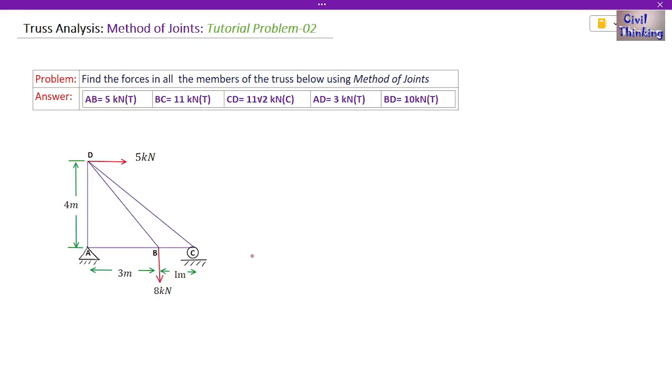Now these are the correct answers. As we solve this problem, we will compare our answers with these and see if we get them right.